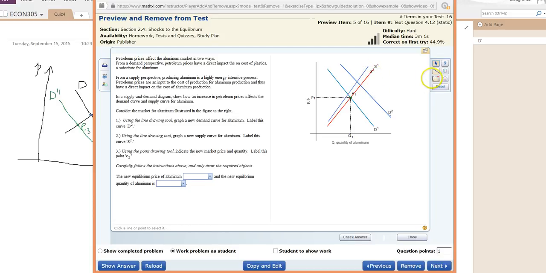You can see that in this case, the new equilibrium is to the right of the old one, so the quantity now increases. That's the reason we said it's undetermined. So the new equilibrium price of aluminum should be unambiguously higher, and the new equilibrium quantity of aluminum should be indeterminate. Now let's check our answer. Your input is correct.